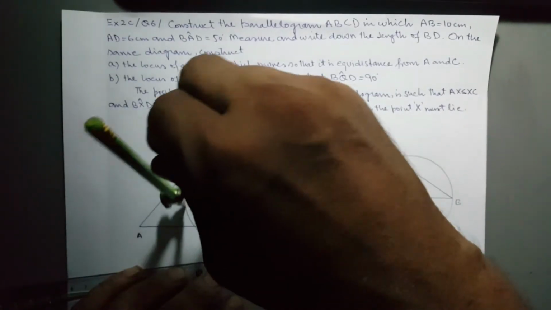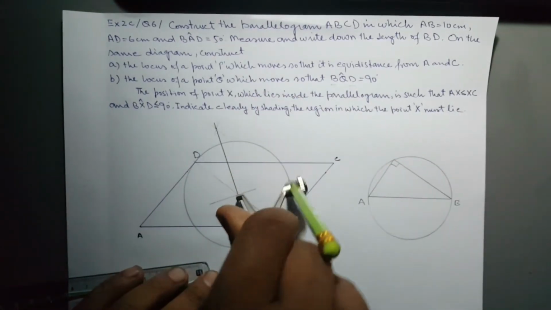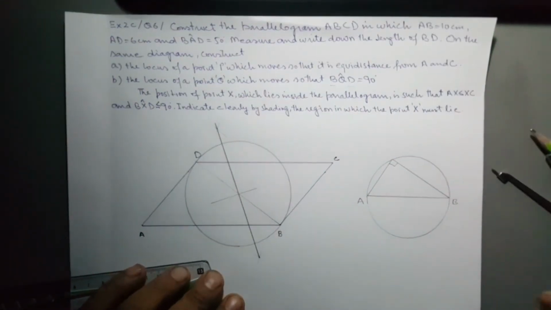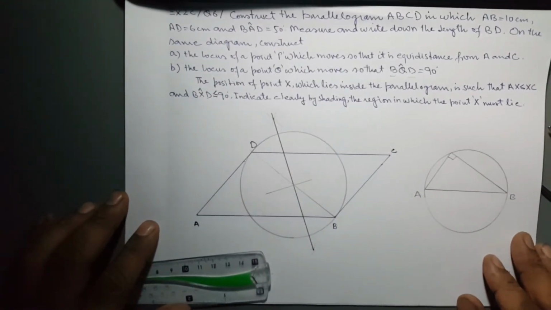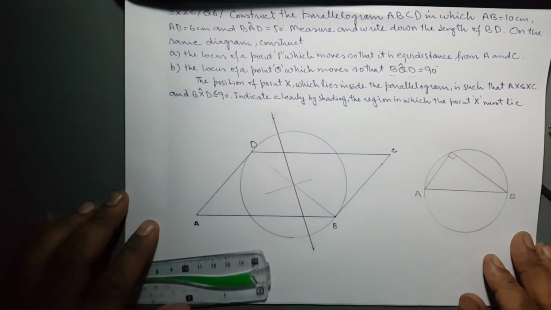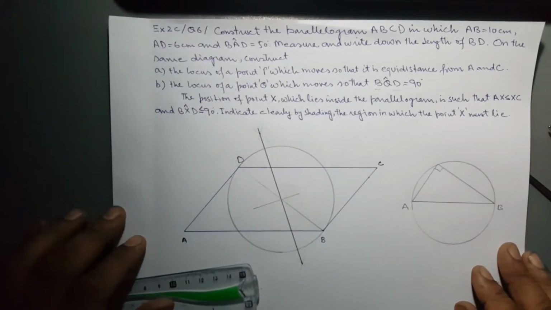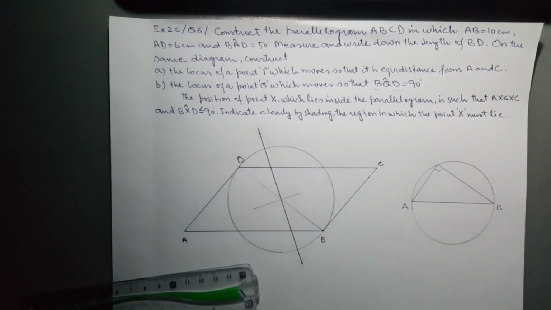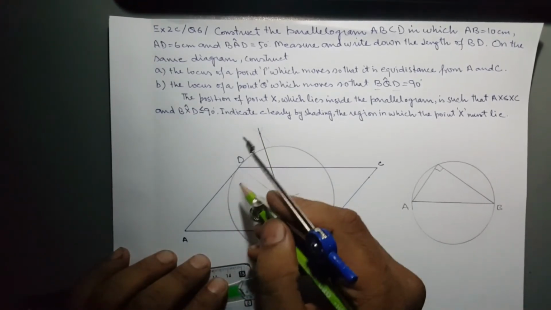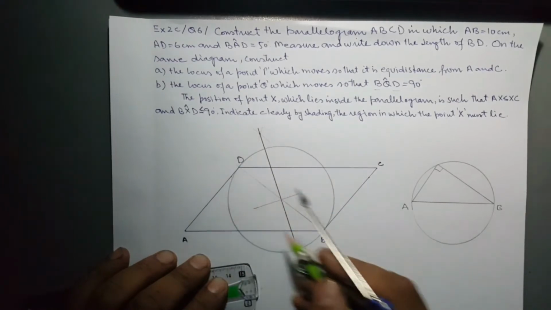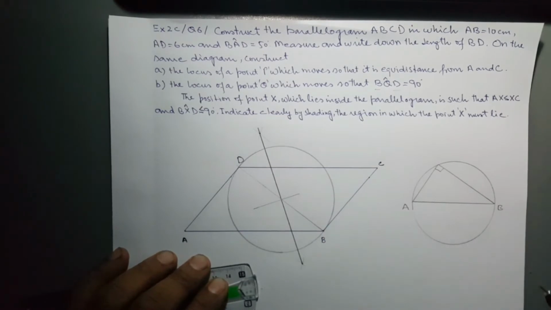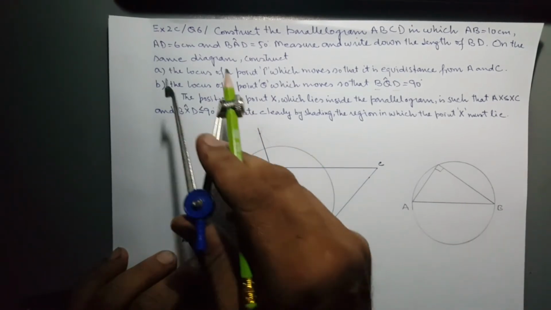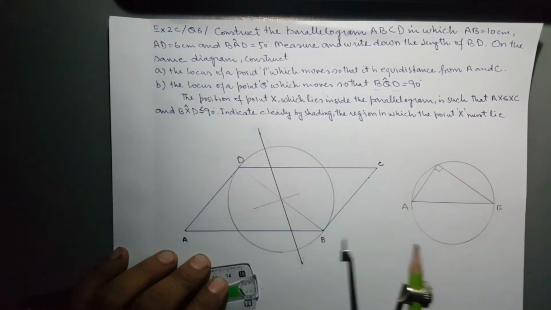Now you can see that we have a circle with BD as the diameter, and when we draw an angle subtended on the diameter, the angle is 90 degrees. If we choose any point on this circle, then the angle DQB is 90 degrees. Now for part A and part B, we have drawn the two loci.